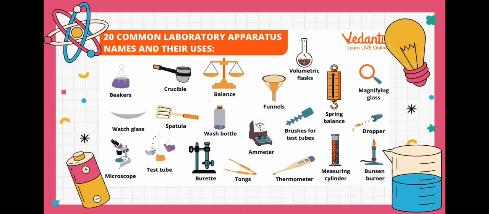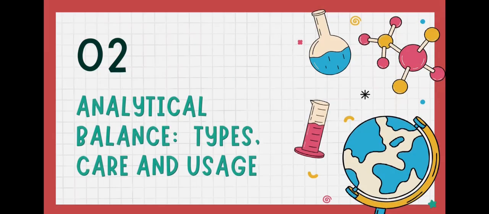These are 20 common laboratory apparatus names and their uses: beakers, watch glass, microscope, test tube, spatula, crucible, balance, wash bottle, burette, tongs, ammeter, funnels, volumetric flask, brushes for test tube, thermometer, measuring cylinder, spring balance, magnifying glass, dropper, and Bunsen burner.